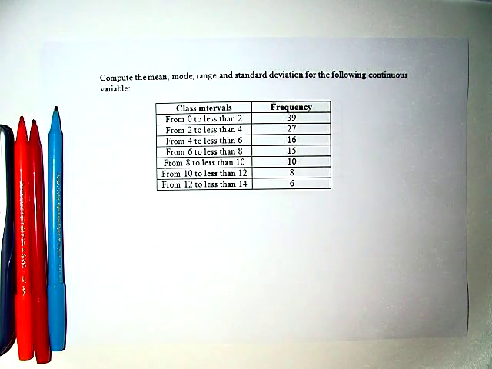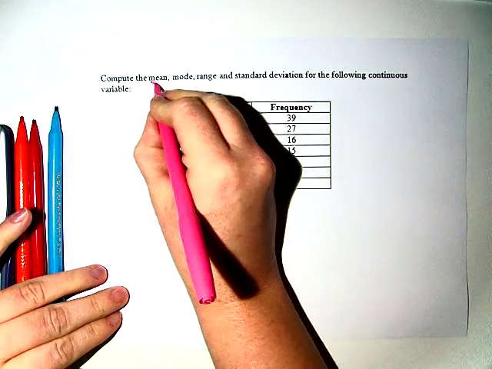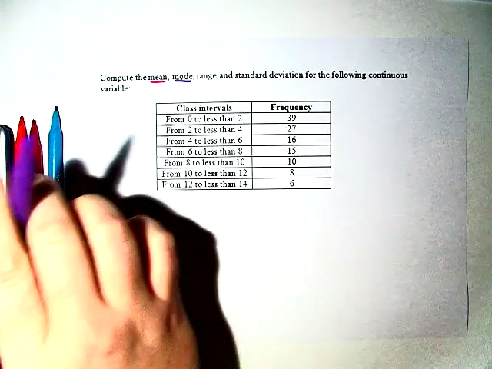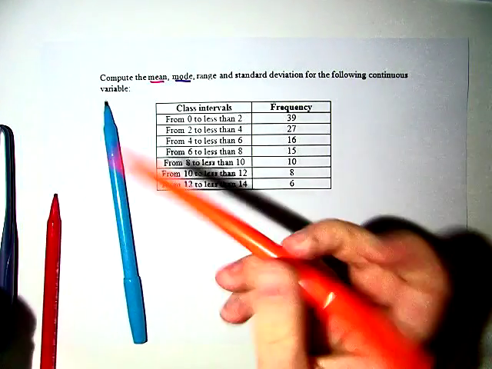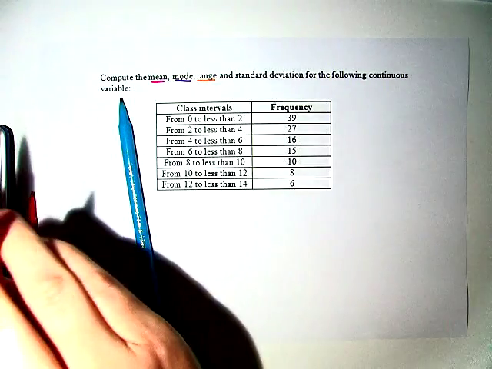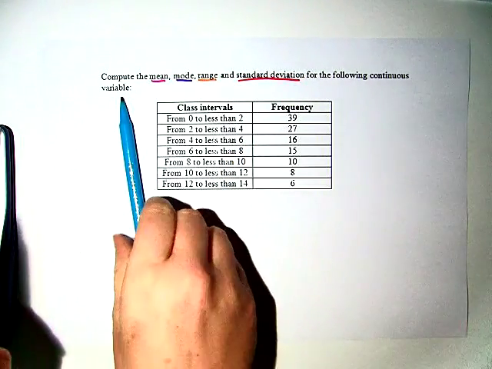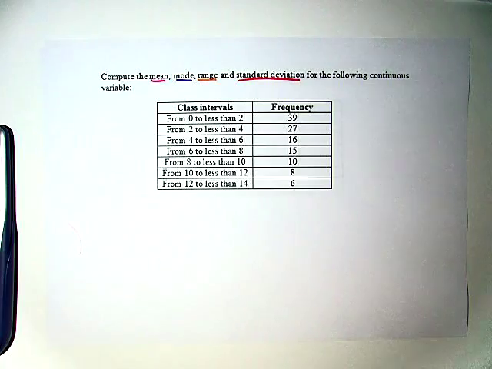So here we have a frequency table. We want to calculate the mean, median, mode, range, and standard deviation. Okay, so let's start with this. The mean, the mode, the range, and the standard deviation. All right, so let's look at what we've got.